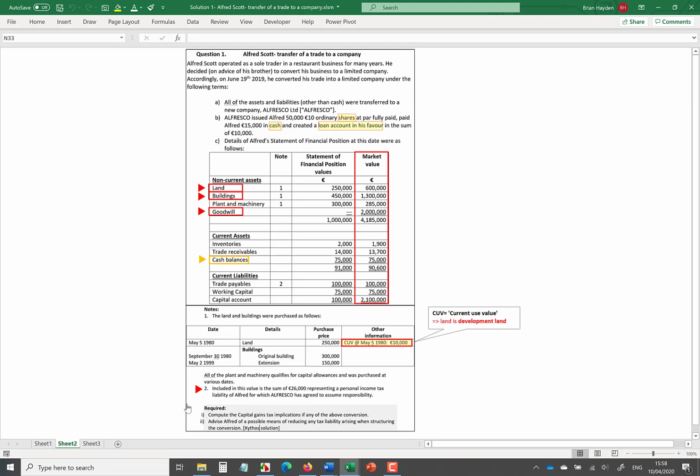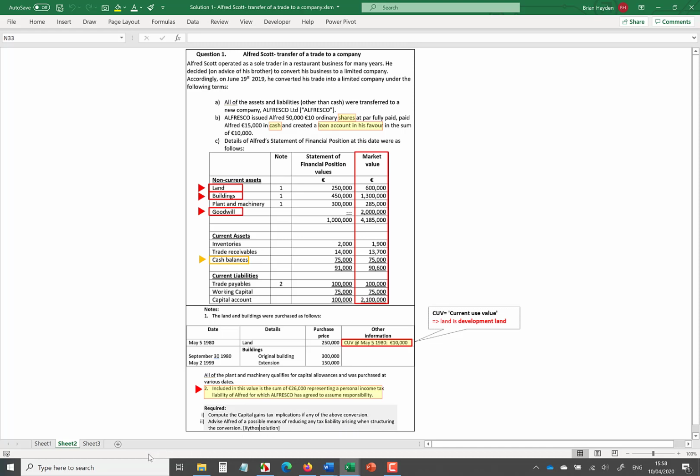That's an indirect way of saying that apart from giving Alfred some shares and some actual cash and creating a loan account, they're actually going to pay off a bill for him. And that's treated the same way as if they had given him cash. So this sentence will need to be factored into our calculation of the value of shares. Now, you're asked to compute the capital gains tax implications, if any, of the above conversion, and advise Alfred of a possible means of reducing any tax liability arising when structuring the conversion.